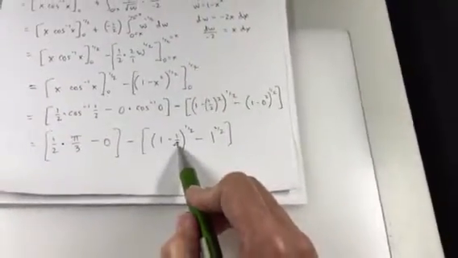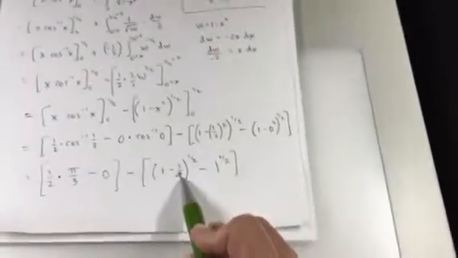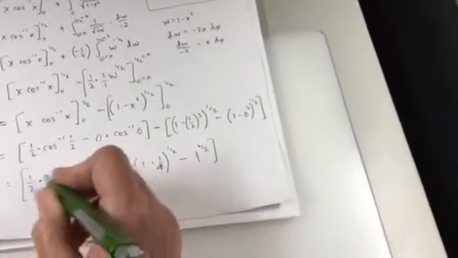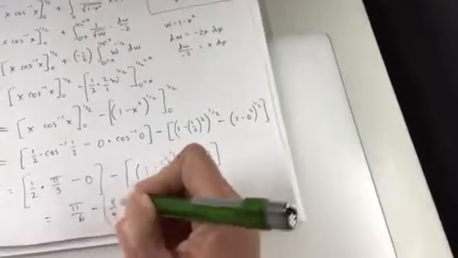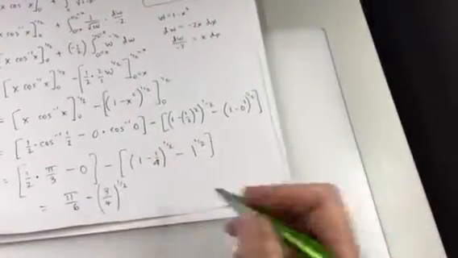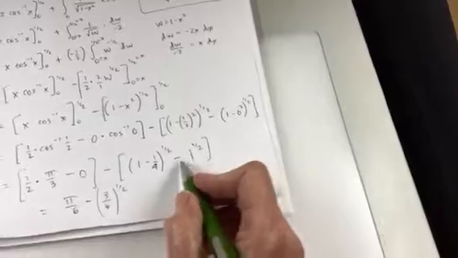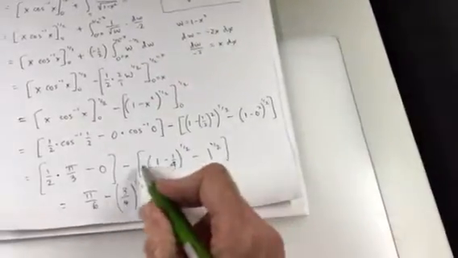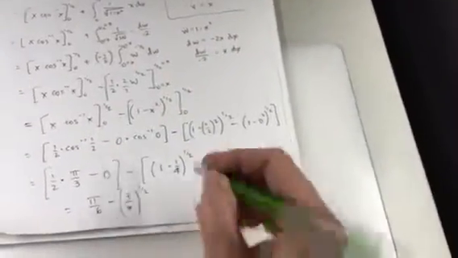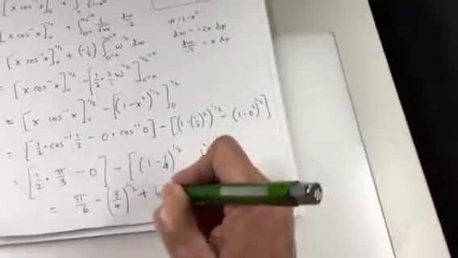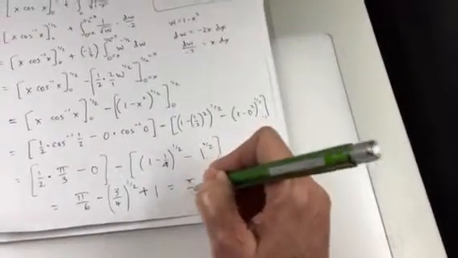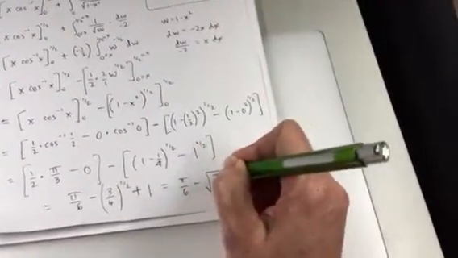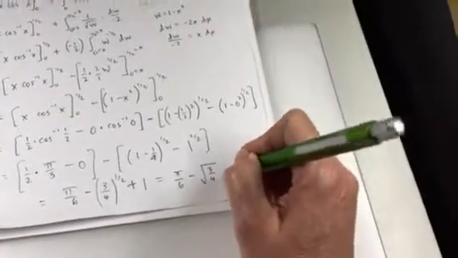1 minus 1/4, that is 3/4. So here, let's back up to here. Pi over 6 minus 3/4 to the 1/2. And then what about this guy? Plus or minus? Plus 1. There's the answer. You could write it as pi over 6 minus the square root of 3/4 plus 1.